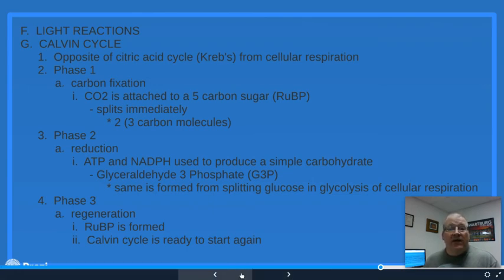Next, we'll take a look at the Calvin cycle and how that uses our ATP and our NADPH to make glucose.